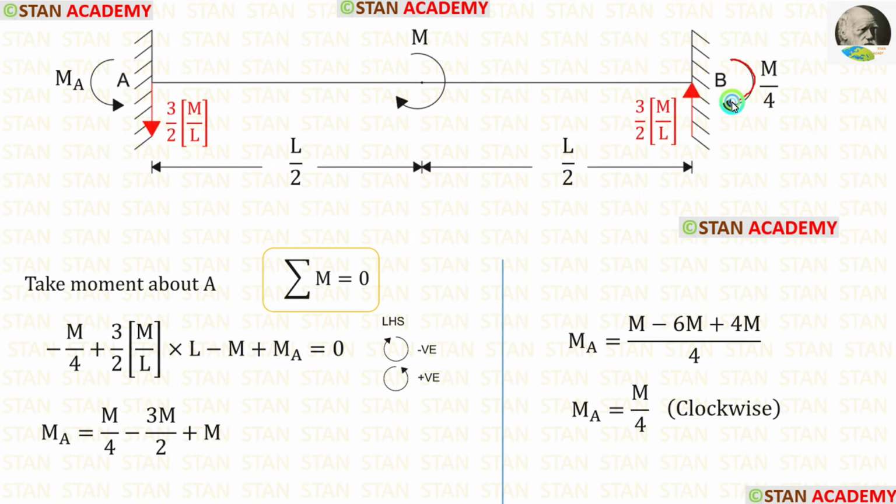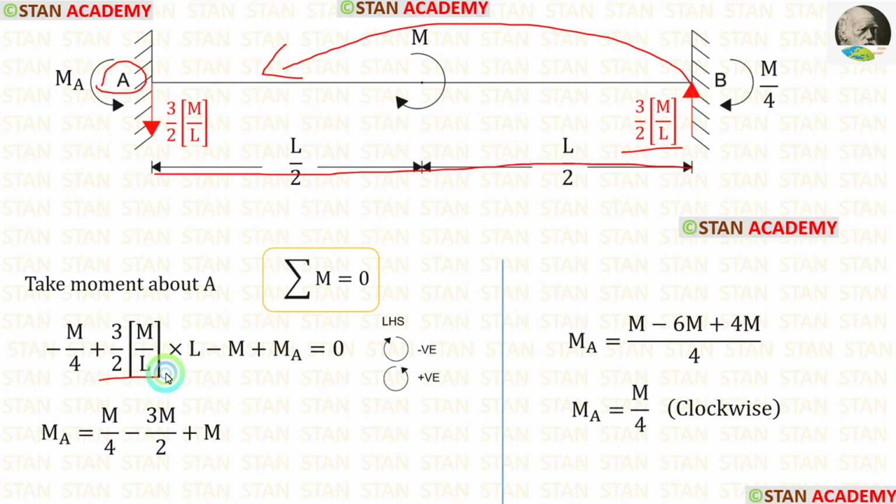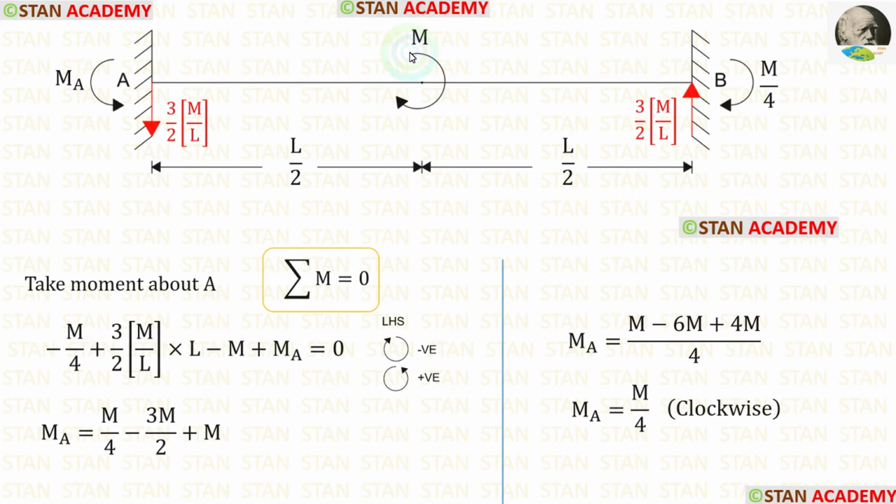MB is acting in the clockwise direction, so it will be negative. RB is acting in the anti-clockwise direction towards the point A, so it will be positive, and the distance is L. The couple M is acting in the clockwise direction, so it will be negative. MA is acting in the anti-clockwise direction, so it will be positive.